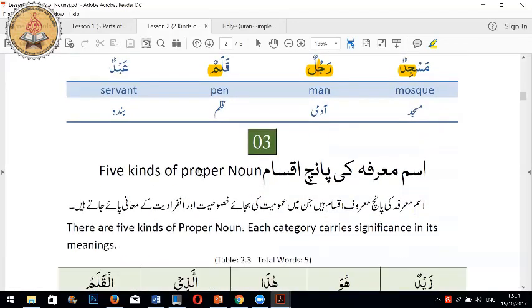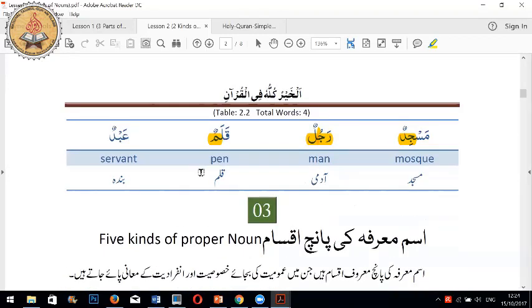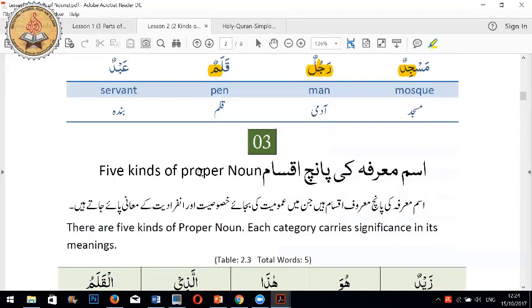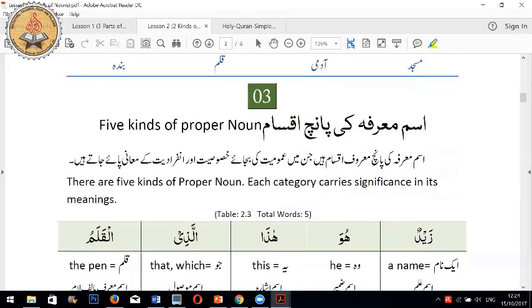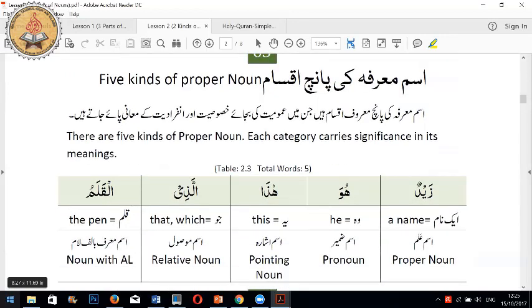Now, 2.3, the 5 kinds of proper noun. I just mentioned there are common nouns that carry a tanween. Now we come to proper nouns. There are 5 major kinds of proper noun: those nouns which have some speciality, significance, and are not common. So table 2.3 tells us about these 5 words I have mentioned here.